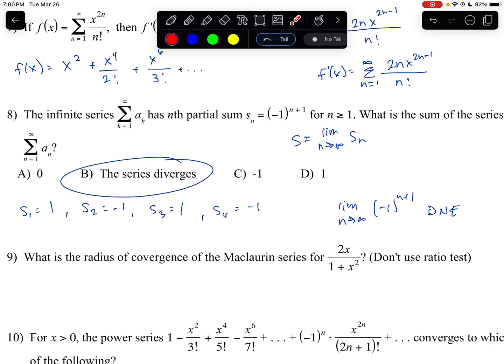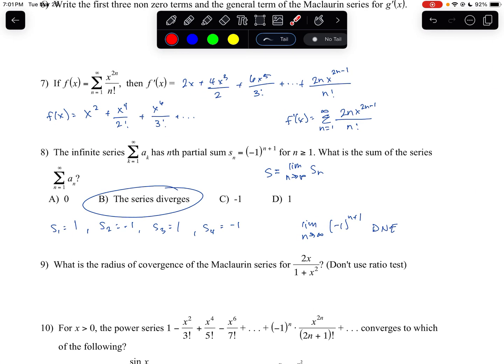So there you go. It's very important that you understand this part right here. The sum of a series can be found by tracing the terms. Where are the terms of the sequence of partial sums going? If you can see where that's going, you can tell where the series is going. In this case, the series is going nowhere.